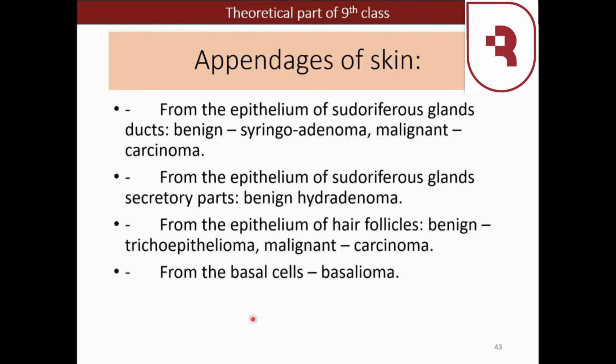Appendage of the skin. So from the epithelium and surrounding gland ducts we may see benign syringoadenoma and malignant form syringocarcinoma. From the epithelium of sudoriferous glands, secretory parts, we may see benign hidradenoma. From the epithelium of hair follicles, we will see trichoepithelioma and trichoepitheliocarcinoma. It is a malignant form of tumor from this tissue. From the basal cells, we will see formation of basalioma.